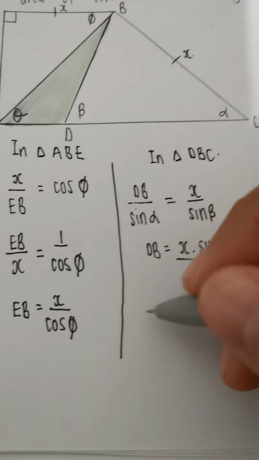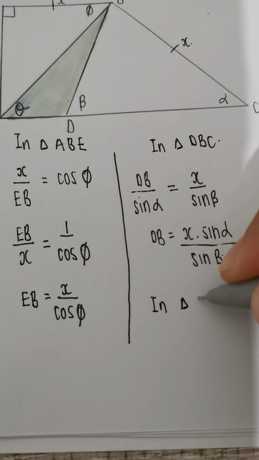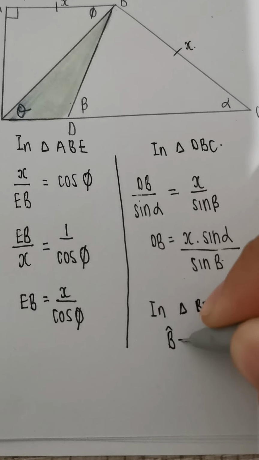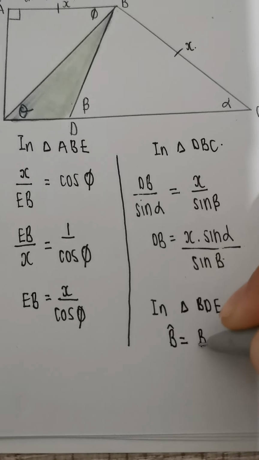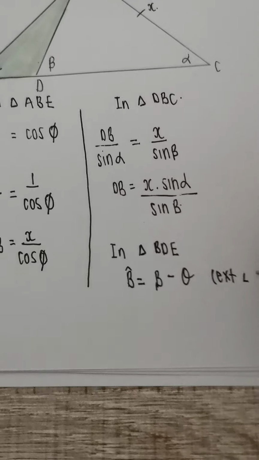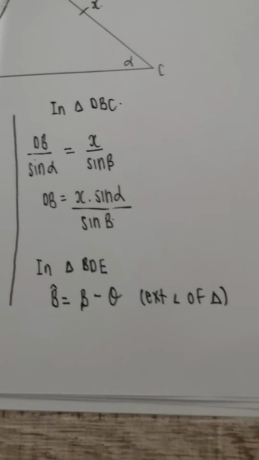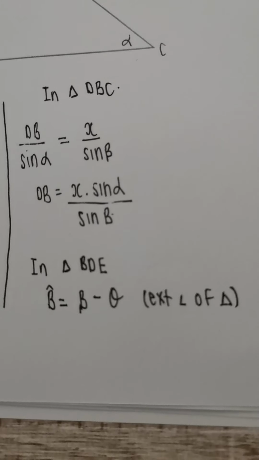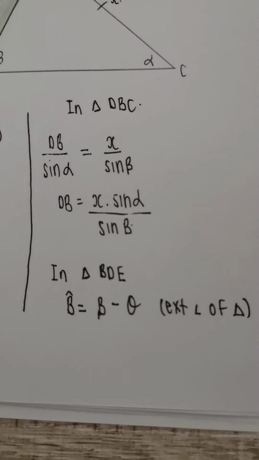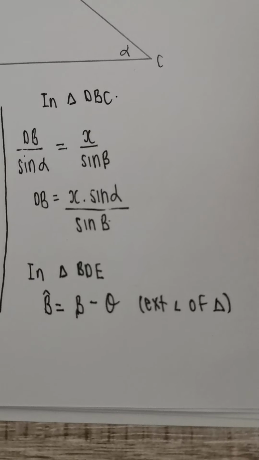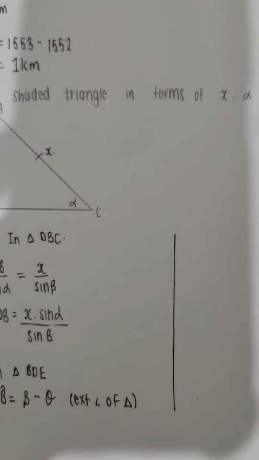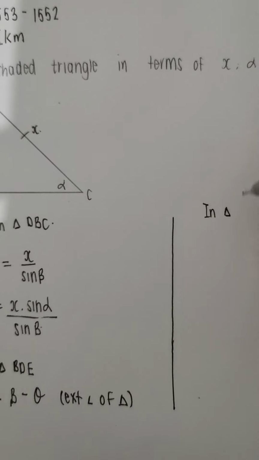We already discussed this, so let's write this down. In triangle BDE, angle B is equal to beta minus theta. And the reason for this is not really necessary, but I always say if you're using one of these geometry reasons like sum of interior angles, stuff like that, please list it down. It makes it so much easier for whoever's marking your paper to understand exactly what you're doing. Right, let's draw a line. Slightly straighter.